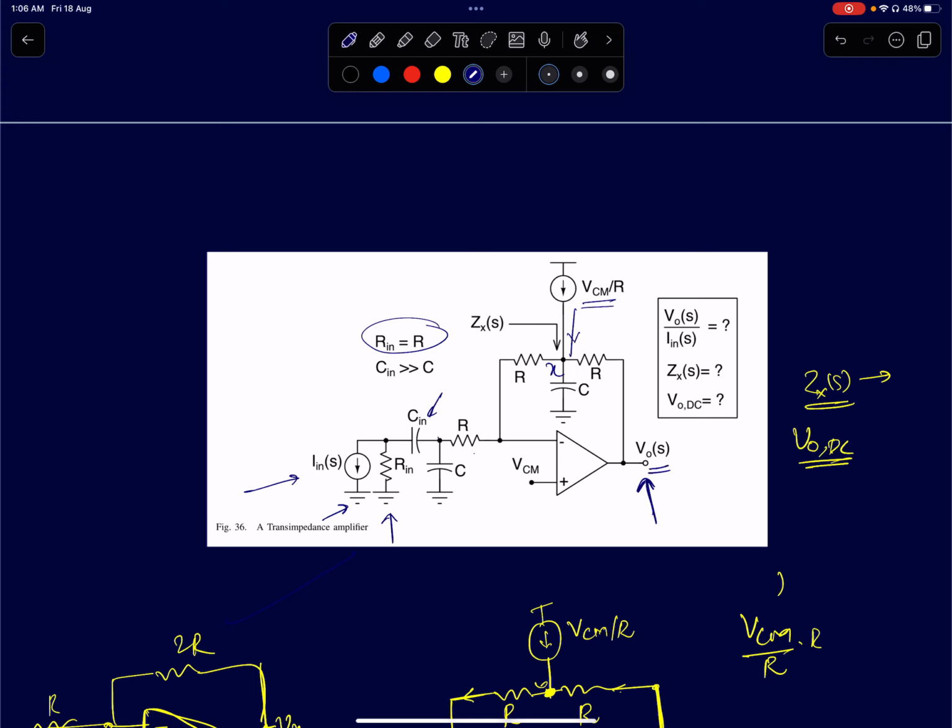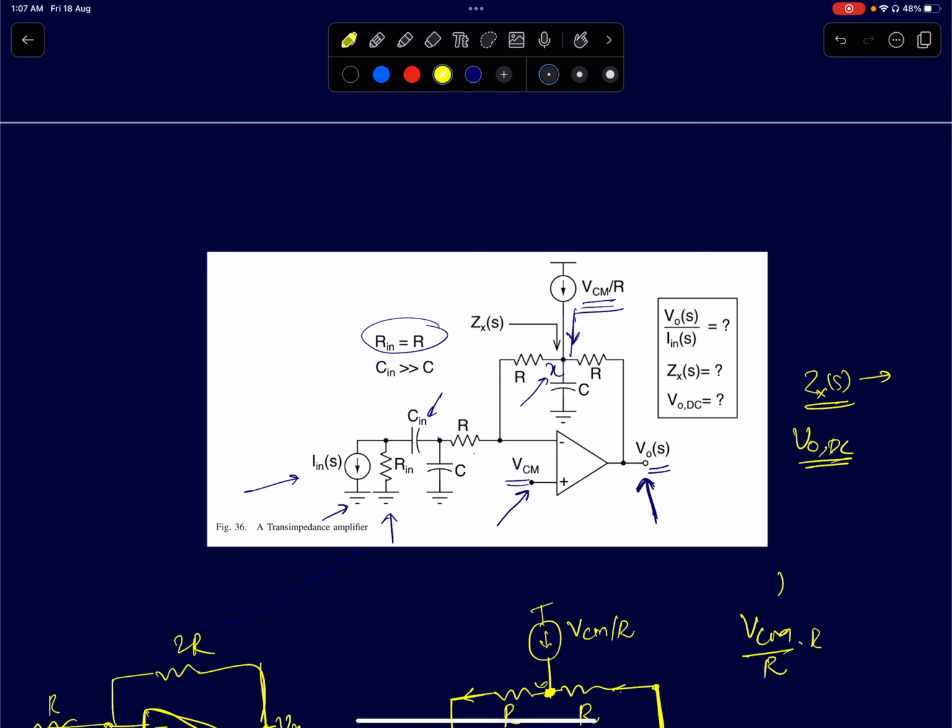One of the input terminals of the op-amp is at a DC voltage of VCM. Given this information, you are supposed to find the DC voltage at the output. Then you are supposed to find out the impedance looking into this node X. And finally, you have to find the ratio of V0 by In, which is the transimpedance amplifier's gain. These are the three quantities you are supposed to find.